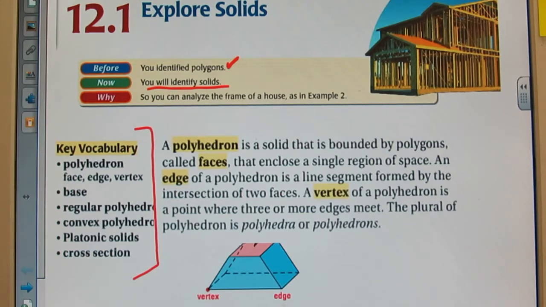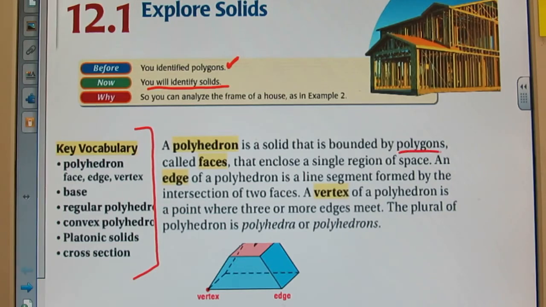If you have not printed off that paper, you need to pause the video at this time, go into your Aries account, and print those two worksheets off. So a polyhedron is a solid that is bound by polygons.